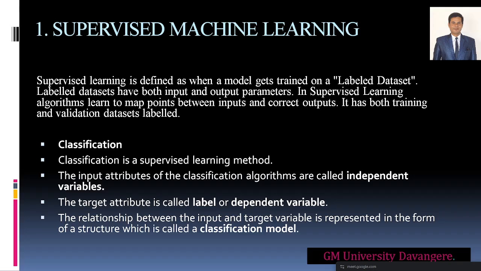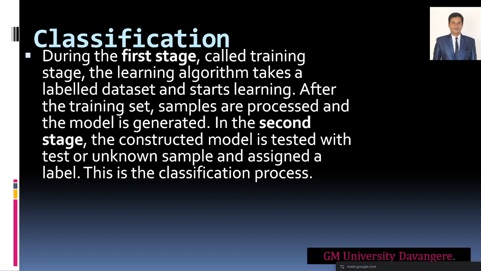So first, that is what you have to do to make the classification in supervised learning methods. You provide the input attributes of the classification algorithm, called the independent variables. You have to provide the variables to the algorithm. It will try to label the data depending upon the target attributes, what output we expect. We have to make the relationship between the input and output target, which is represented in the form of a structure. That is called the classical models.